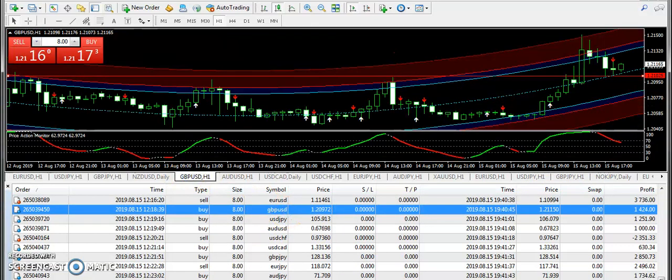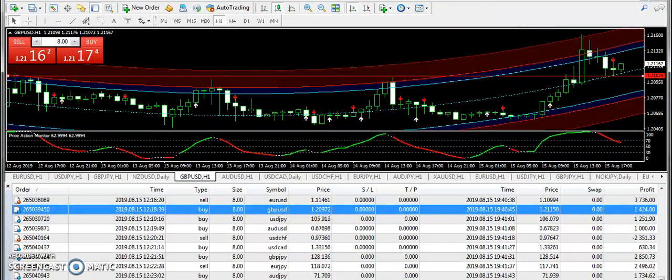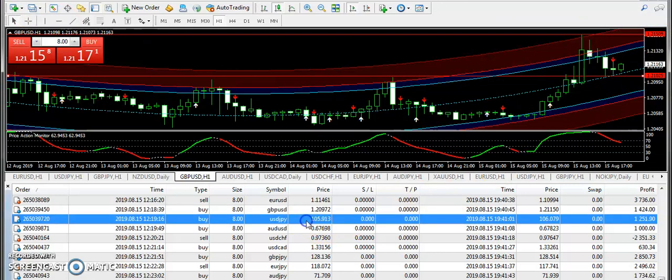Now let's talk about GBP/USD, another satisfied signal of the day. GBP/USD with a bullish expectation from 1.21025 and 1.21833 is the target price. However, the market has gone up to 1.21509. So congratulations to the traders who have taken the buy positions. They must have ended up with good profits.